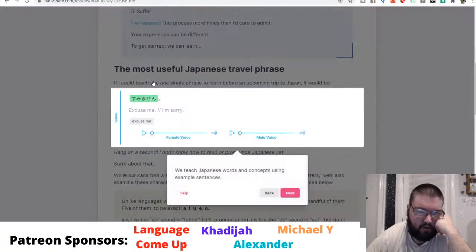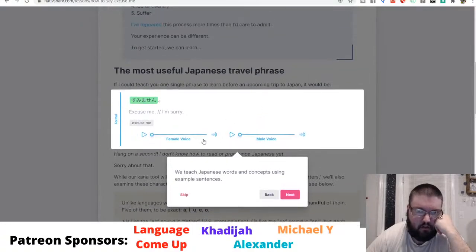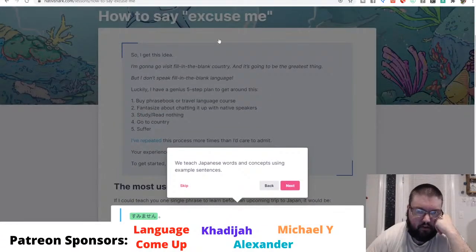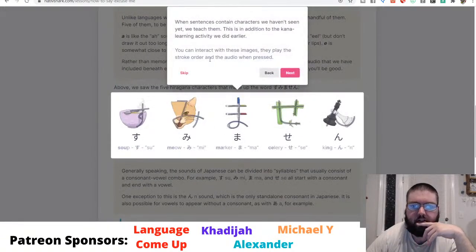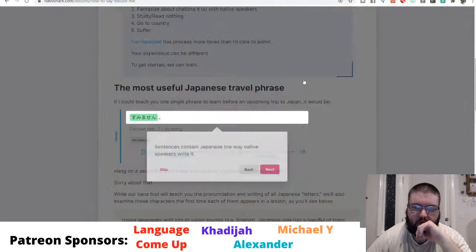All right, so this is, oh, it skipped down. Hold on. I like that there's almost like a grammar notes type of situation here. We teach Japanese words and concepts using example sentences. Great idea. When sentences contain characters we haven't seen yet, we teach them. This is in addition to the kana learning activity we did earlier. You can interact with these images, then play the stroke order and the sound when pressed. Oh, okay, I'll test that in just a second.